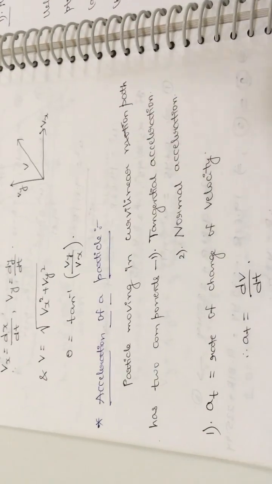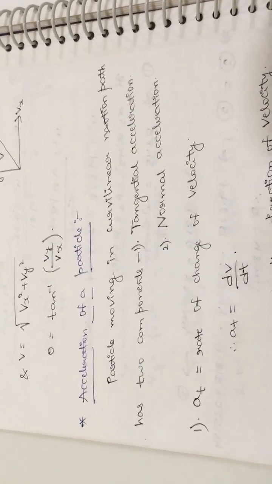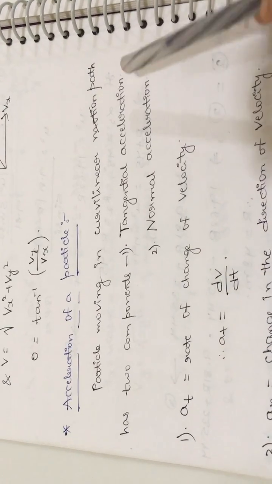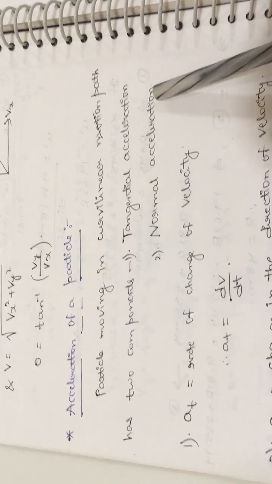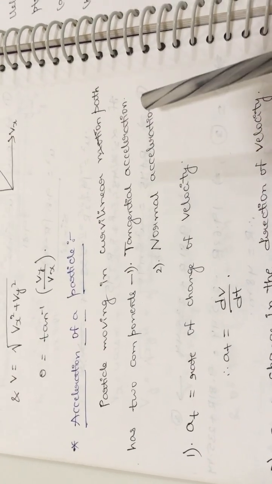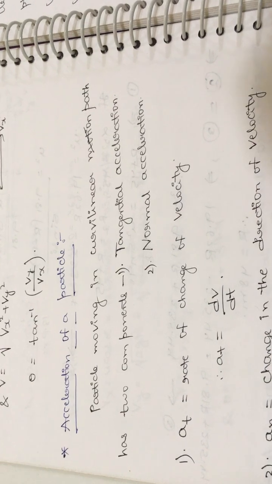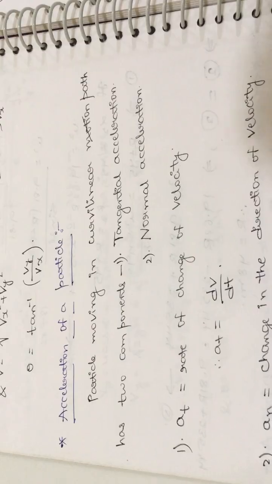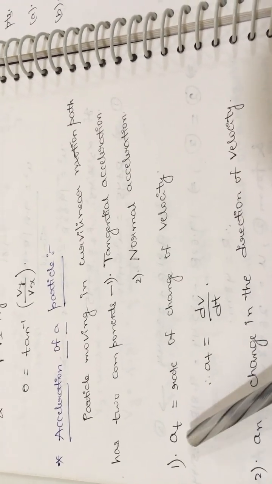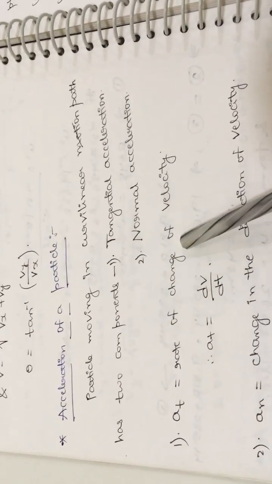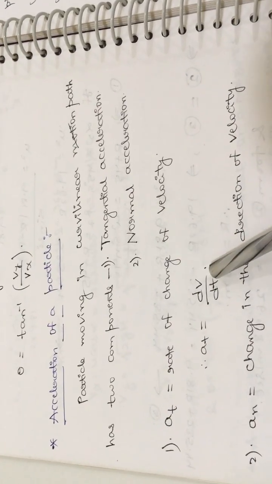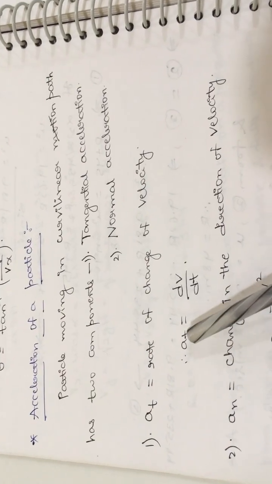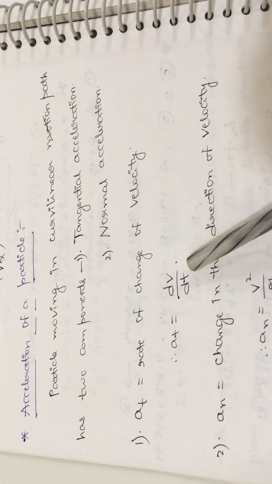Now coming to the acceleration of a particle, a particle which is moving in a curvilinear path will have two components. The first component is tangential acceleration and the second component is normal acceleration. For the normal acceleration, two more names are there: centripetal acceleration or radial acceleration. Now coming to the first one, tangential acceleration. The rate of change of the velocity with respect to time is nothing but tangential acceleration, and it is denoted by a suffix small t, and it is given by dv by dt.